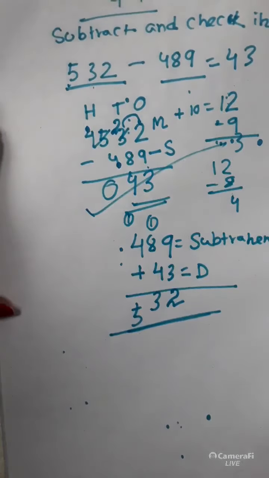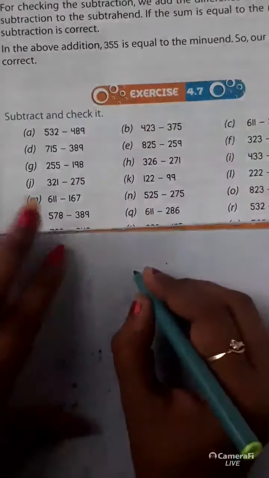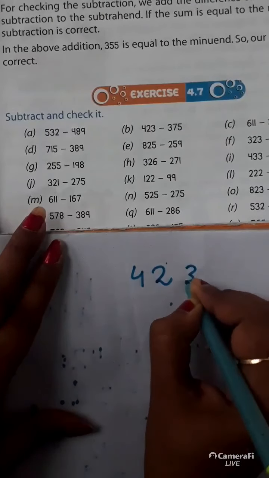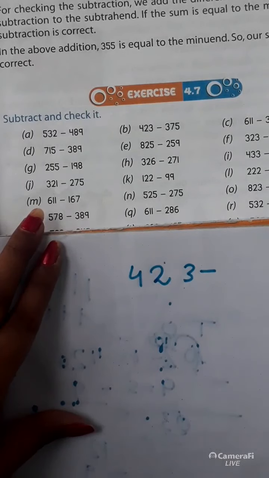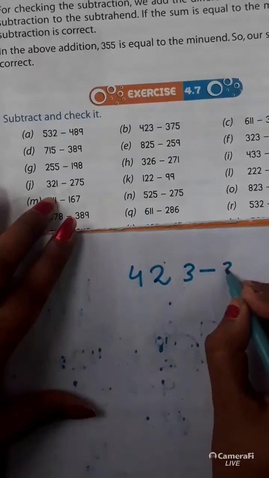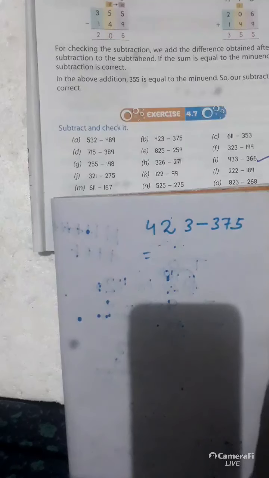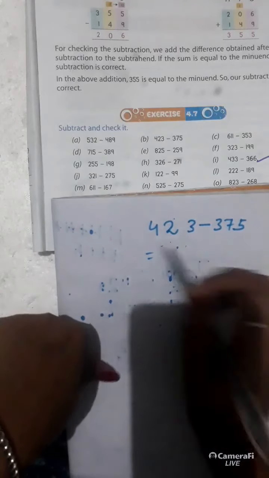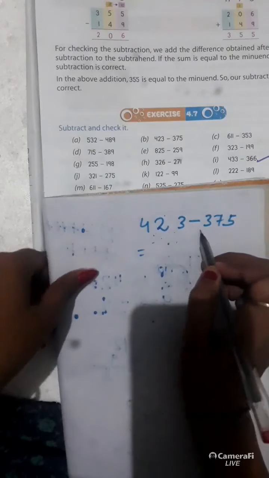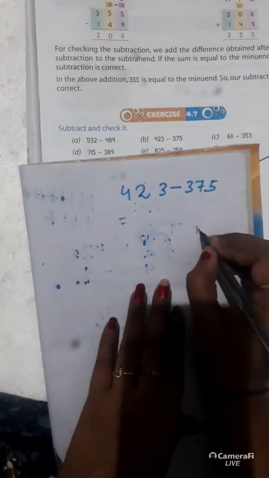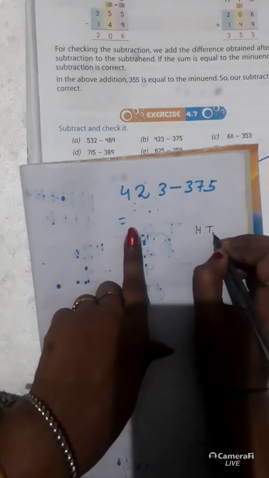Okay, now I am giving you the next one. The next one is 423 minus 375. I am repeating the question once more for you. Subtract and check it. So 423 minus 375. As it is a 3 digit number, I will write hundreds, tens and ones.